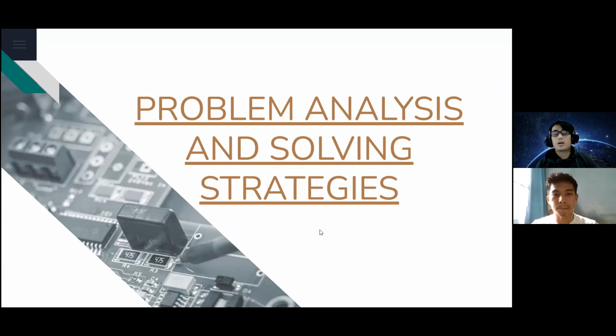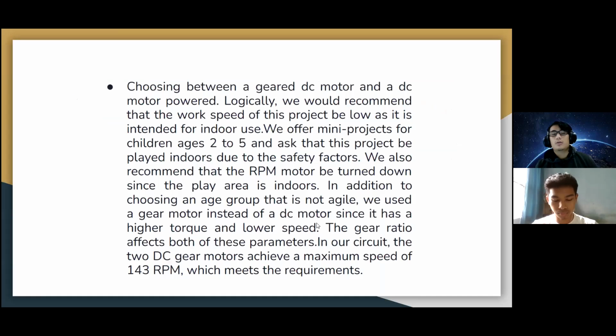For the next session, I will present about problem analysis and solving strategies. For the first point, choosing between a gear DC motor and a DC motor. Logically, we would recommend that the work speed of this project be low as it is intended for indoor use. We offer mini projects for children ages 2 to 5 and ask that this project be played indoors due to the safety factors. We also recommend that the RPM of the motor be turned down since the play area is indoors.